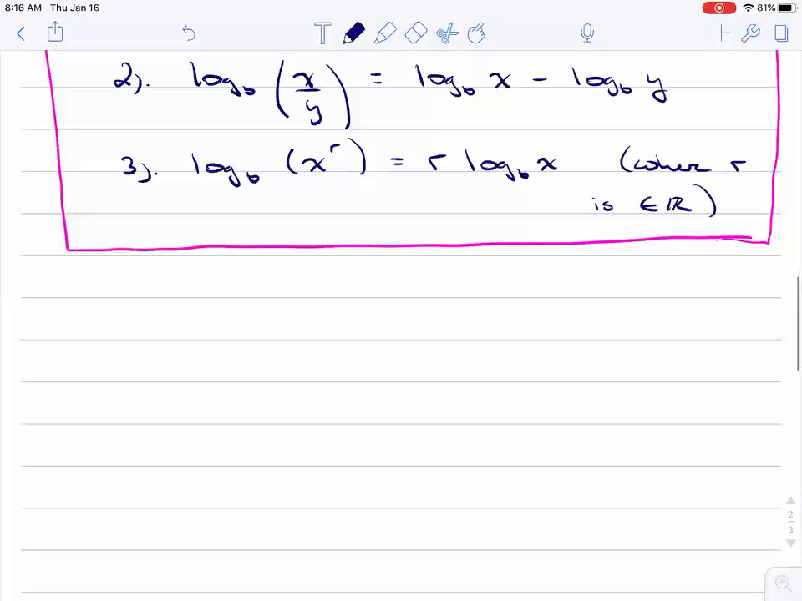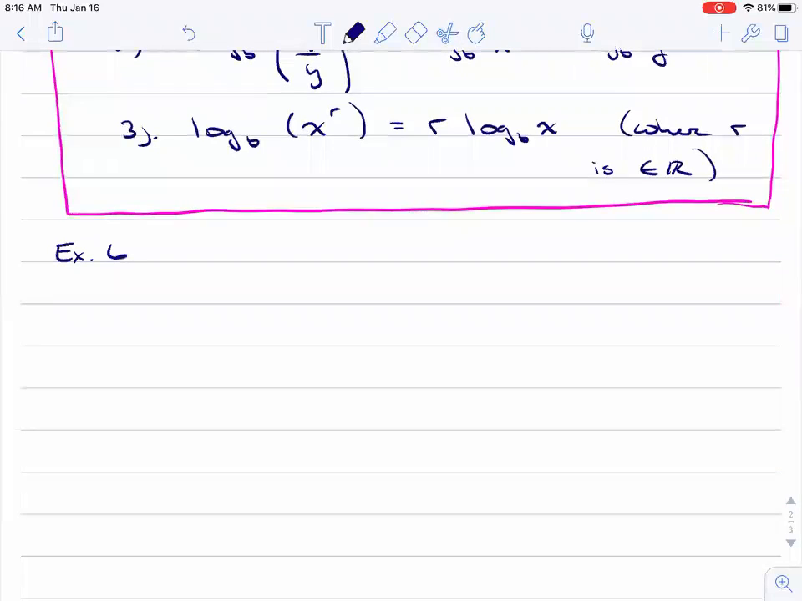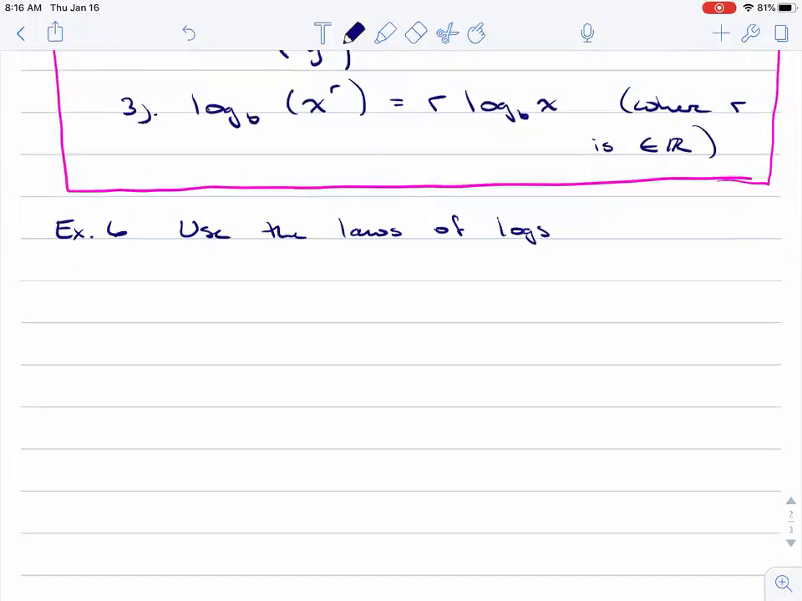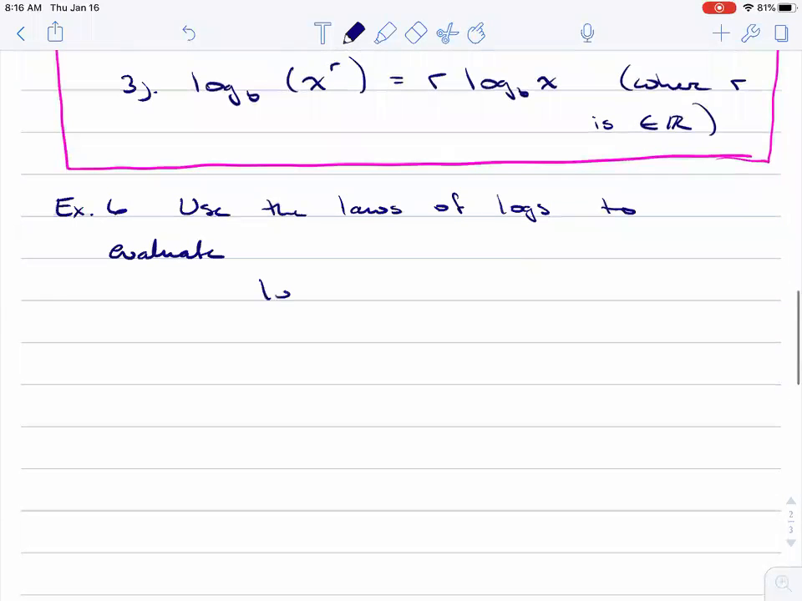As a little example, use the laws of logs, which I like, log laws. Fun to say, fun to do. So the law of logs, or log laws, to evaluate something like log base 2 of 80 minus the log base 2 of 5. Let's give it a quick go.